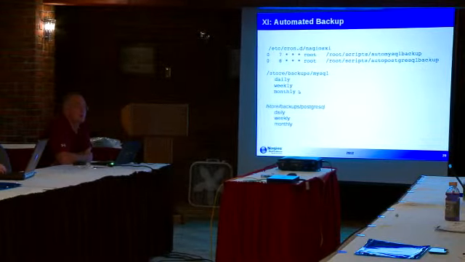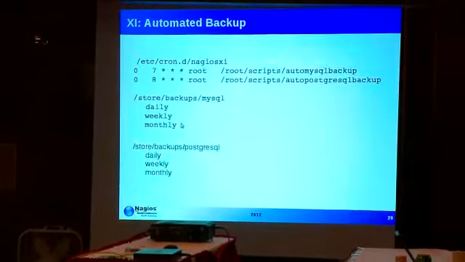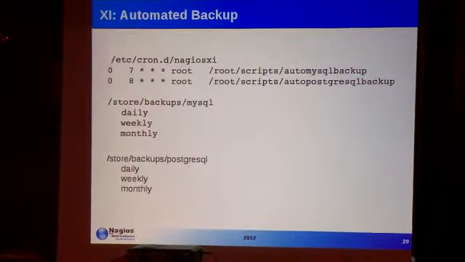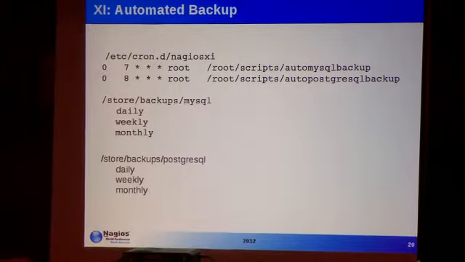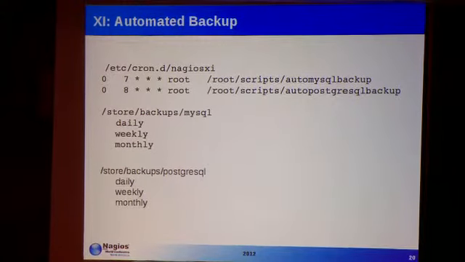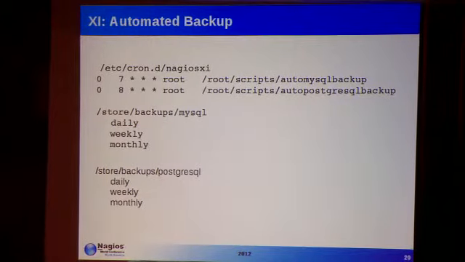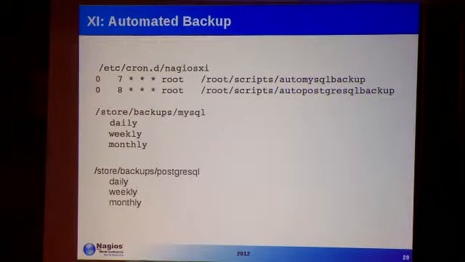Did you know that Nagios XI is already backing up automatically for you every day? It's doing that because of 2 scripts that are set up by default in the root user's scripts directory. It's auto MySQL backup and auto PostgreSQL backup. They're running at 7 and 8 o'clock in the morning every day. Now, they're being placed in store backups MySQL daily, then it goes to weekly, monthly, etc.